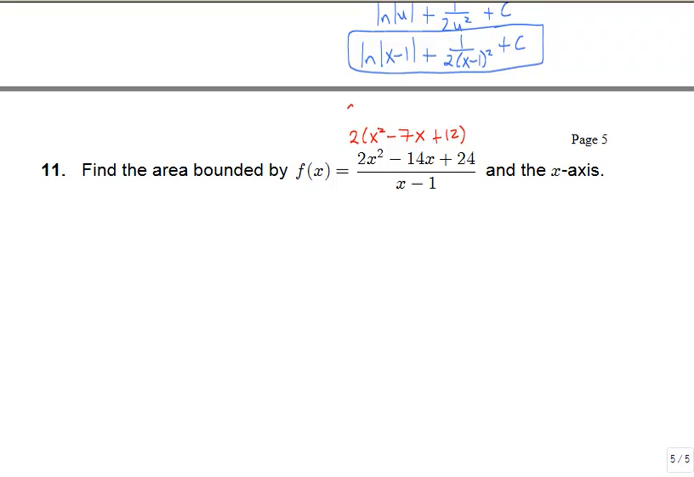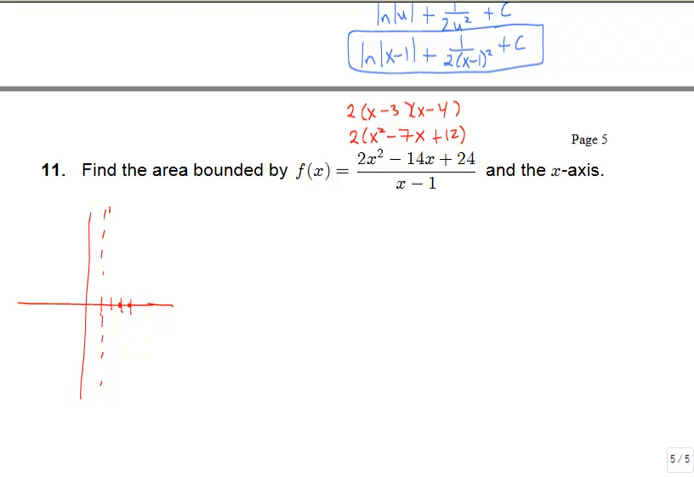And then what's left there factors into x minus 3 and x minus 4. So the graph of this has zeros at 3 and 4. So this is going to intersect the x-axis at 3 and 4. And it has a denominator that equals 0 at 1. So there's actually a vertical asymptote at 1.